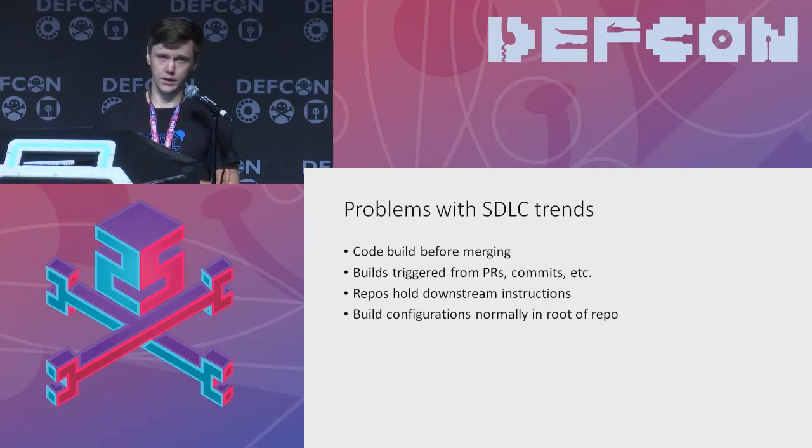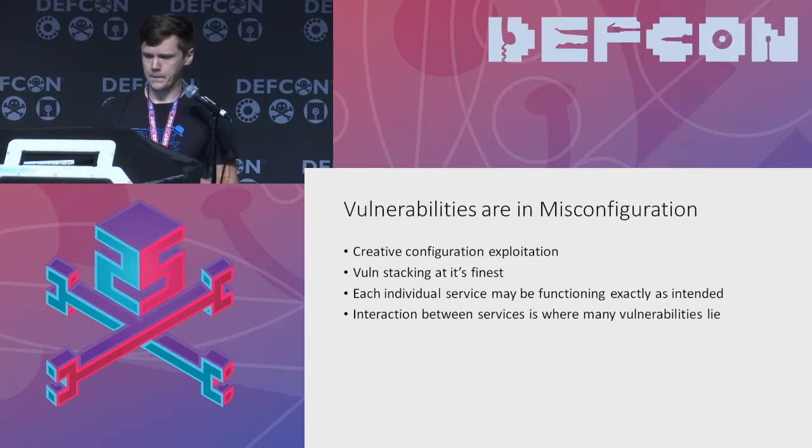The pull request is probably the largest threat vector here, because you are essentially allowing manipulation of a repo, and that repo holds downstream instructions for that build process. Most of the configuration for a lot of these systems is held in the root of the repository, so you have scenarios where you can make a pull request to a repo that you don't have permission over, and in doing so, you're triggering a build. But not only that, the PR could actually contain changes to the build process, which allows for command injection and things like this. So that's what we're going to be exploiting.